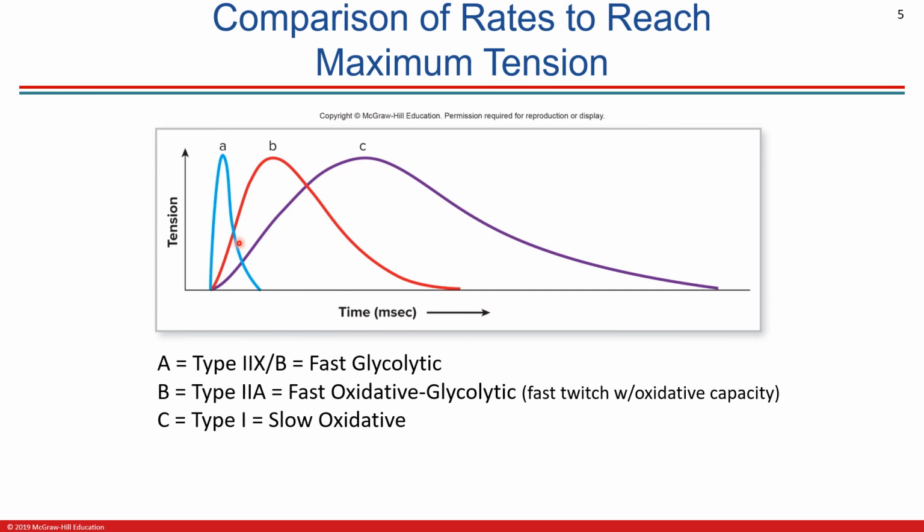The fast oxidative glycolytic, the ones in the middle, are going to take a little bit longer to reach their peak tension. And then the slow oxidative, the type 1s, are going to take a lot longer to get to their peak tension. And this is just relative peak tension to themselves. I think these type 2Bs are going to actually go up quite a bit higher, but this slide is more talking to you about how quickly they can reach their peak tension. So the type 2Xs or type 2Bs get there much faster.